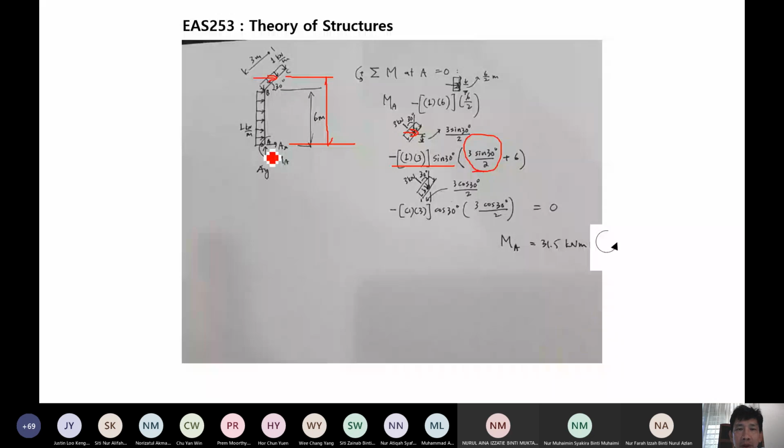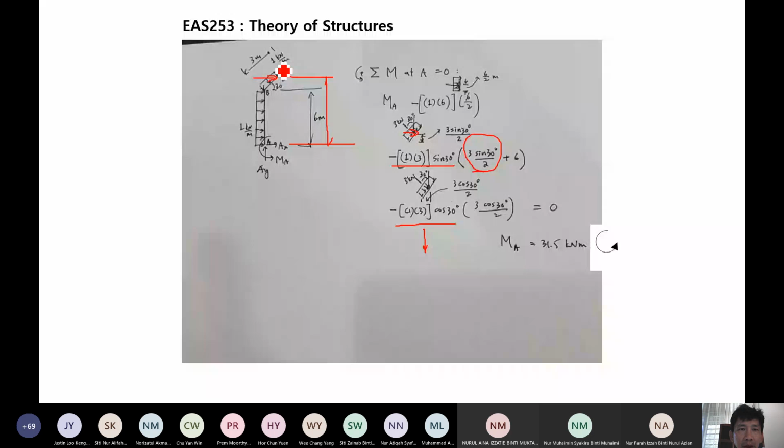Similarly, for the vertical component, this is the load equivalent to this inclined UDL cos 30, so you get the vertical component. You get the vertical component cos 30 first. Then the perpendicular distance, so I make use of this diagram here.